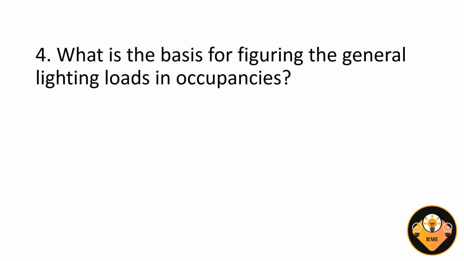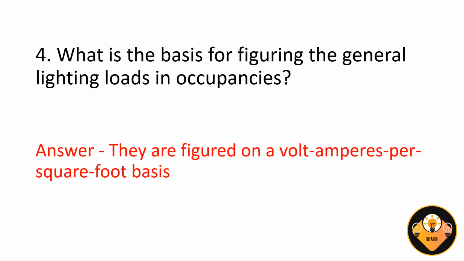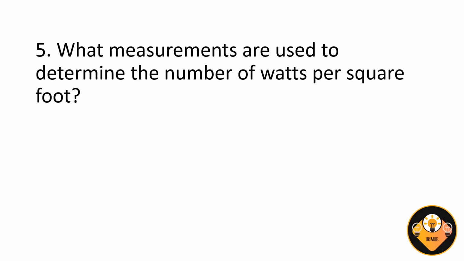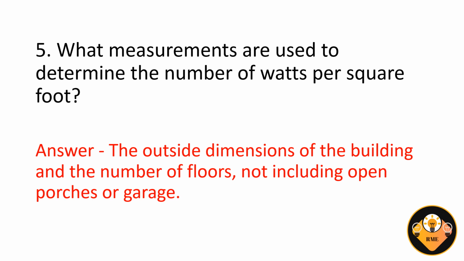Number 4. What is the basis for figuring the general lighting loads and occupancies? The answer is, they are figured on a volt-amperes per square foot basis. Number 5. What measurements are used to determine the number of watts per square foot? The answer is, the outside dimensions of the building and the number of floors, not including open porches or garage.